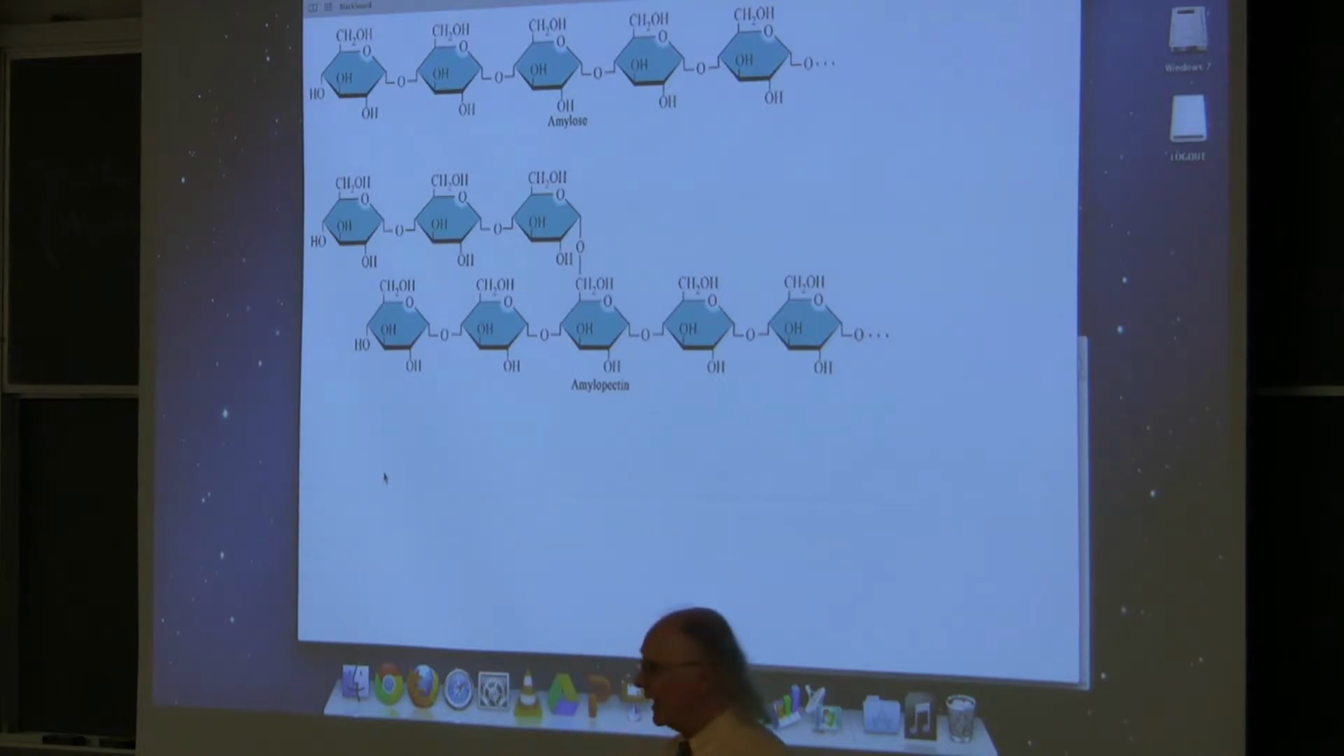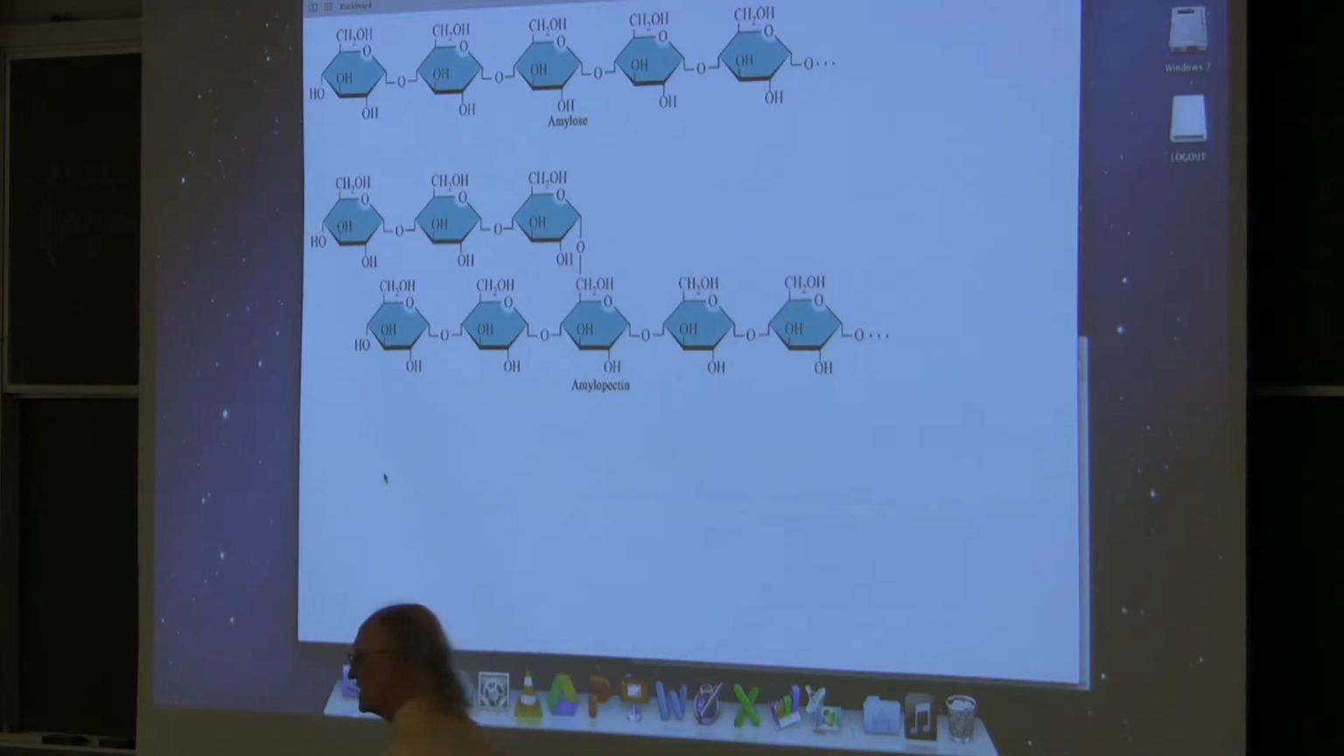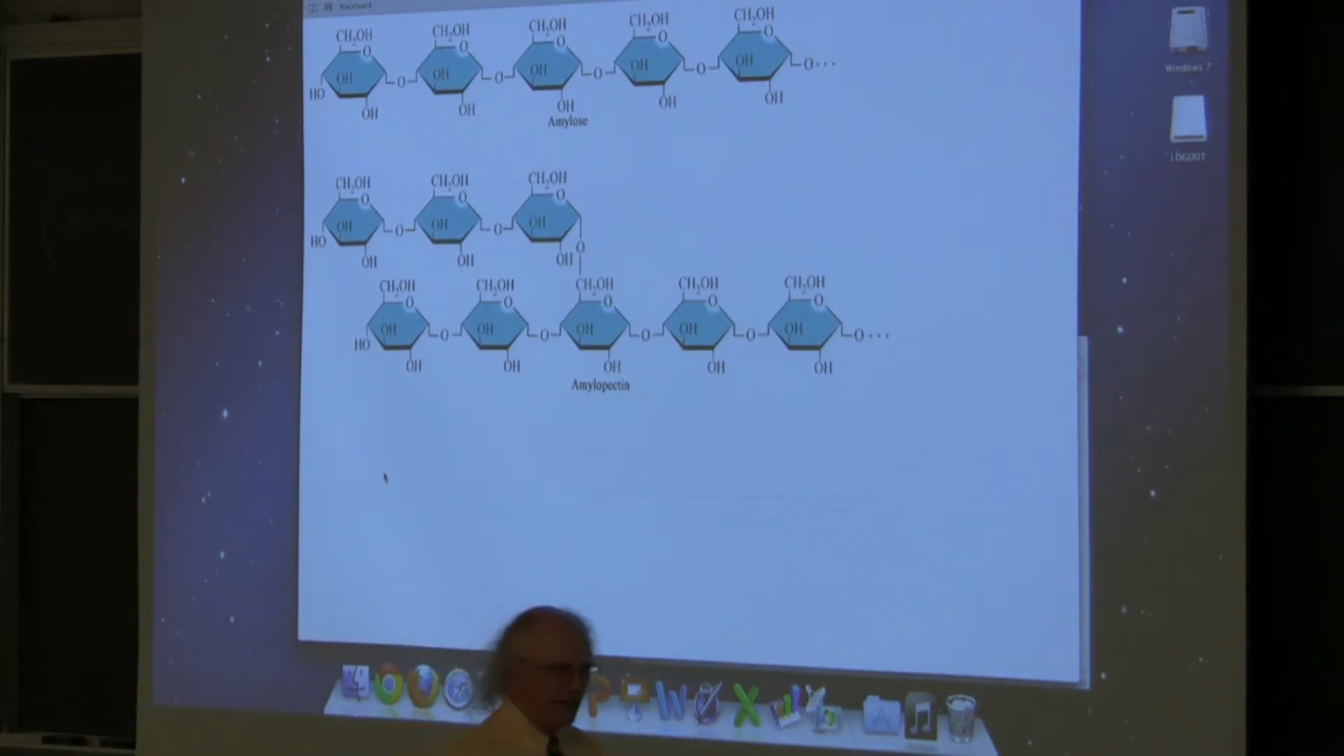The branch that we see is every now and then there'll be a new chain linked in an alpha 1,6. That's position 6 configuration. So alpha 1,6s are branches, and whenever we see them, they produce amylopectin. These branches in amylopectin occur about every 50 to 100 residues. That is, every 50 to 100 sugars, we'll see a branch.